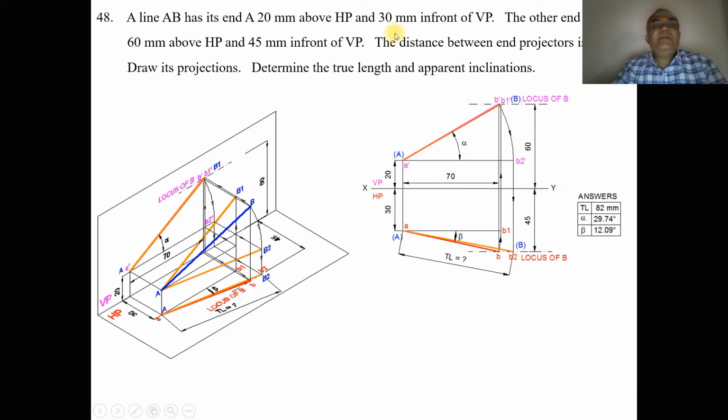Similarly, 45 mm in front of VP. In front of VP is seen in HP, and HP is below the XY line. So from the XY line you measure 45 mm and draw a horizontal dash dot line with a thin line parallel to XY. And you mark this as the locus of B.